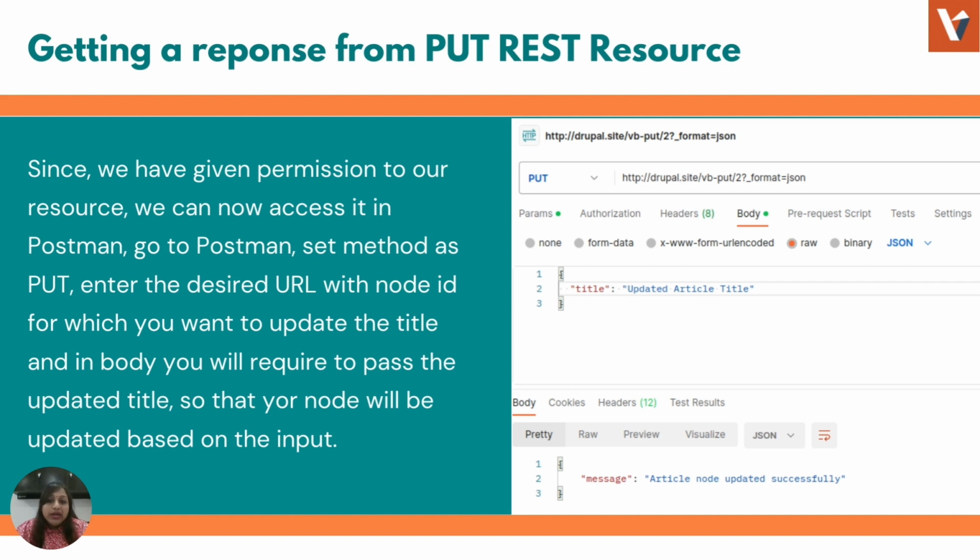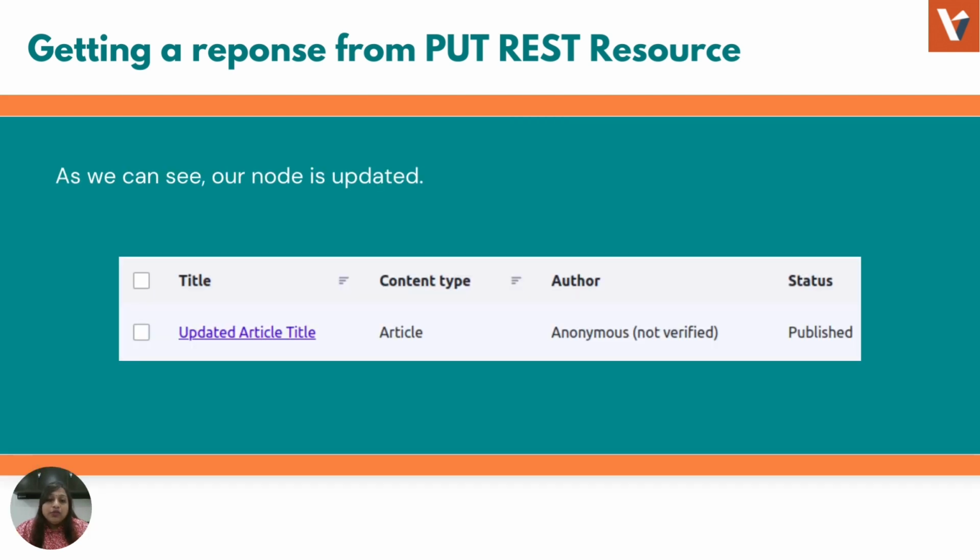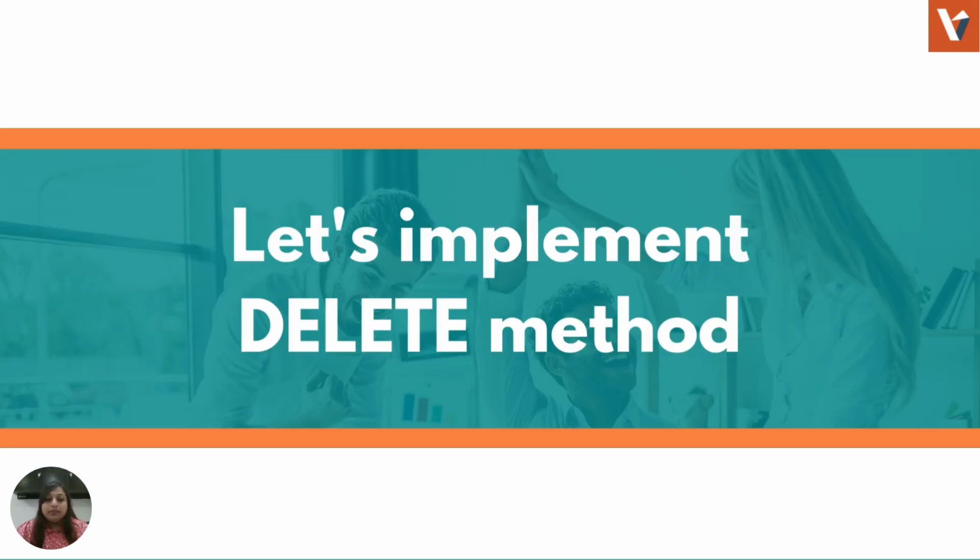So it found the node ID 2, and I have given the title as updated article title and I hit the send button with raw JSON. If the node ID 2 was there, it updated the title and thus gave me the response as article node updated successfully. Just to be assured, I went to the content page. I saw my node which we created, my new article. It got updated to updated article title and it is published for article content type. The node title is updated.